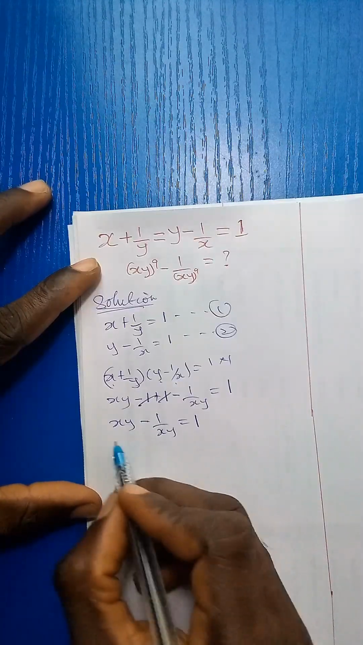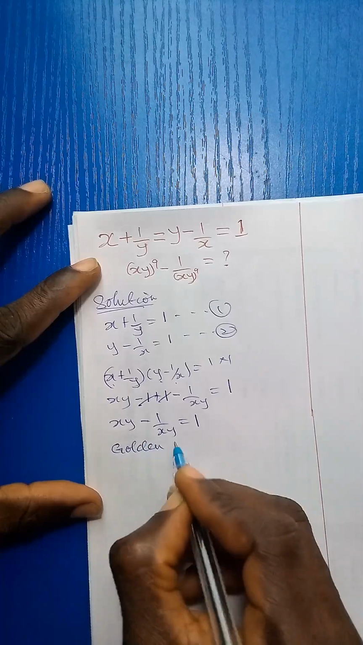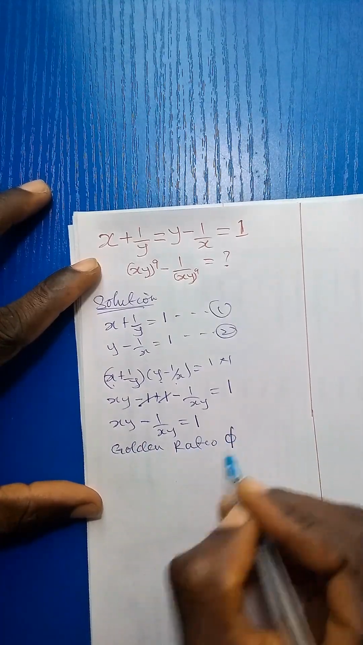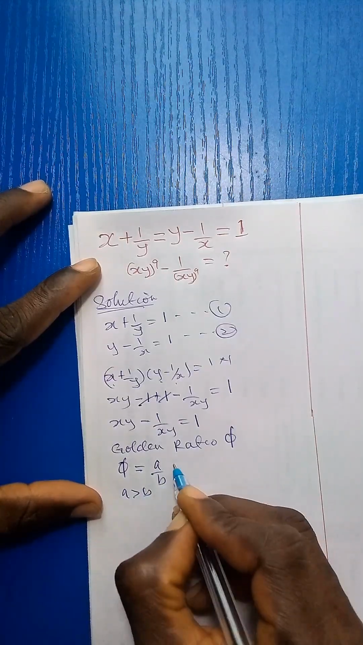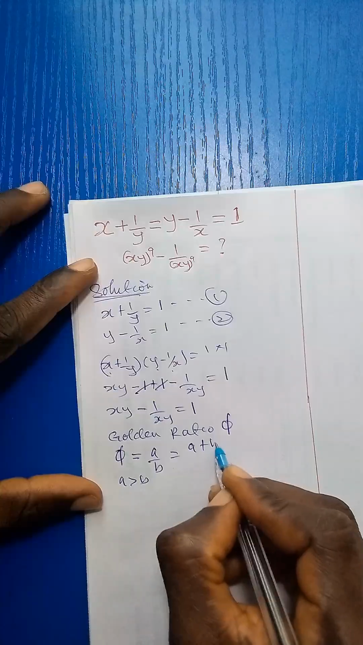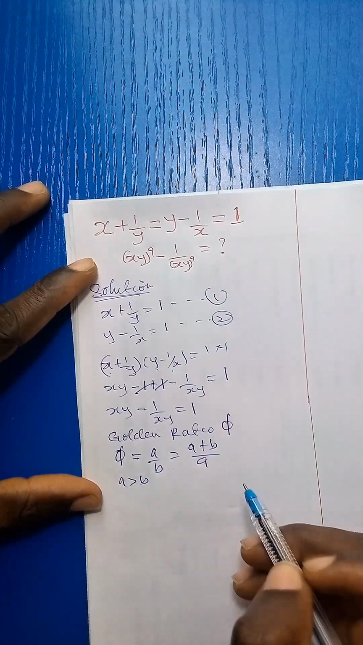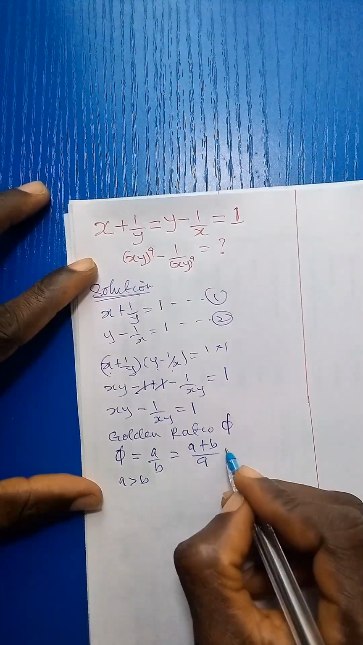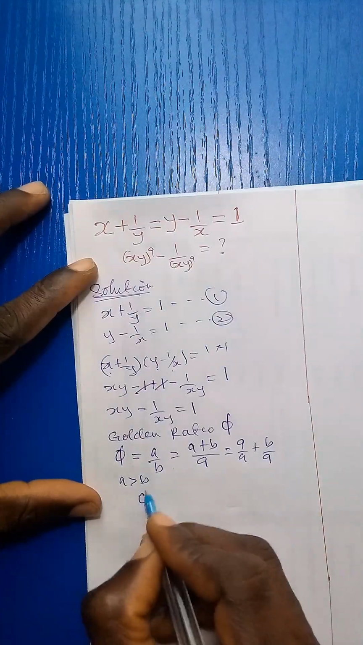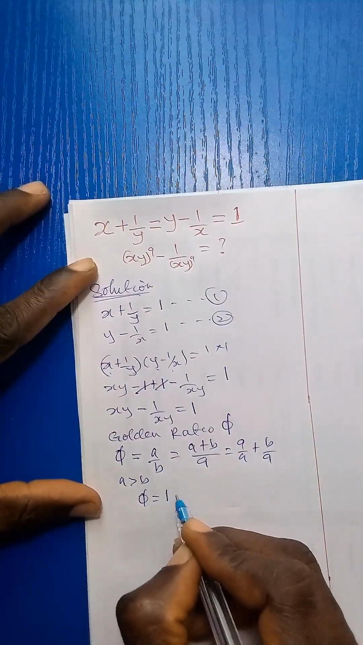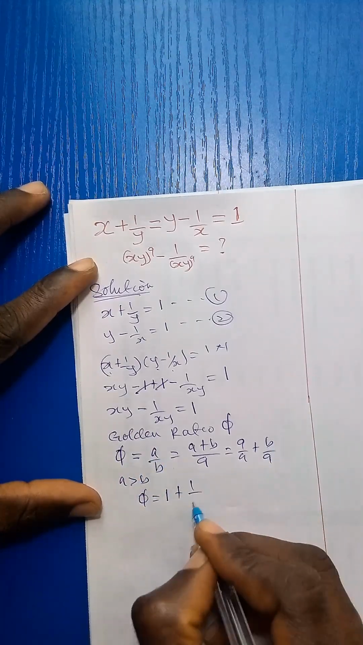However, this looks like the golden ratio. If I have the golden ratio, which is represented by phi, and phi is equal to a over b, where a is greater than b, I can rewrite it as (a plus b) over a. This is another way that I can express the golden ratio. Now I can split this fraction into two fractions, which is a over a plus b over a. So phi is equal to a over a, which is 1, plus b over a, which is the reciprocal of a over b, which is phi. So I'll write 1 over phi here.